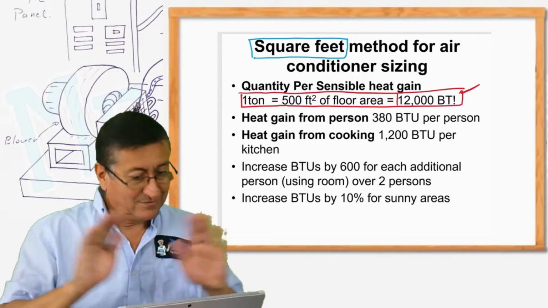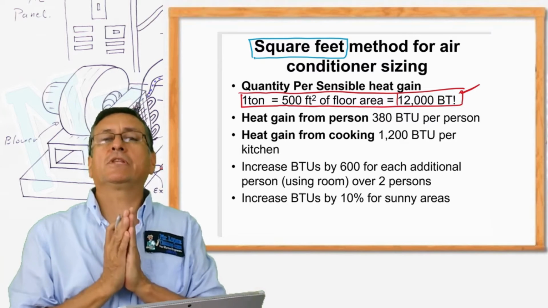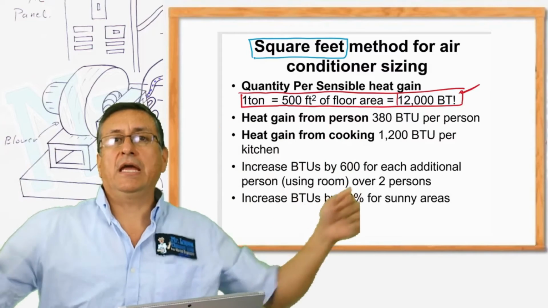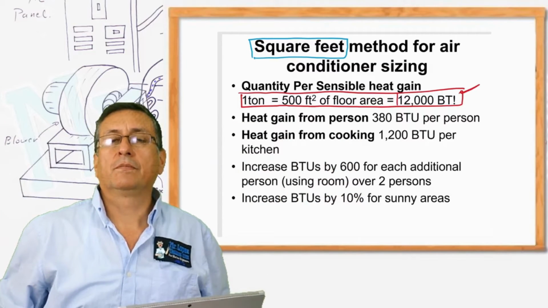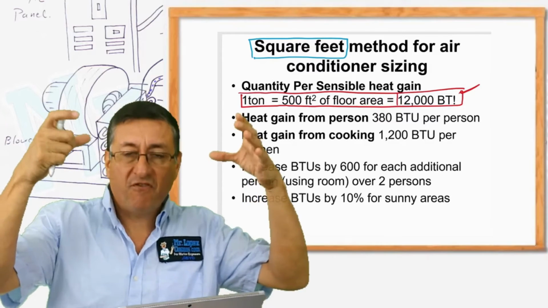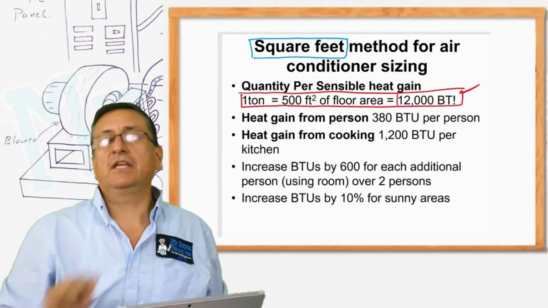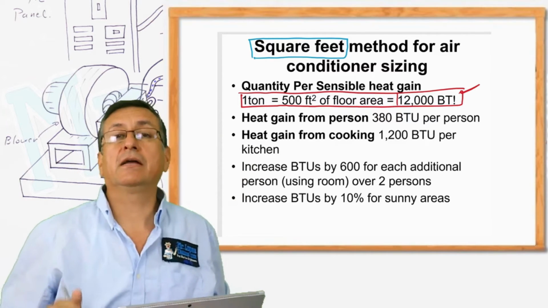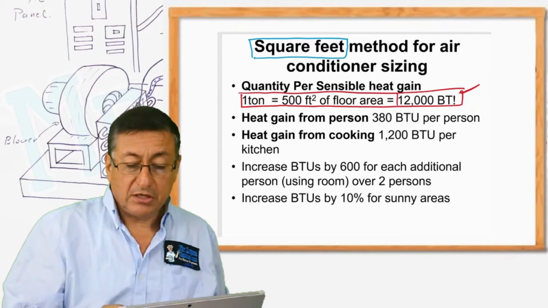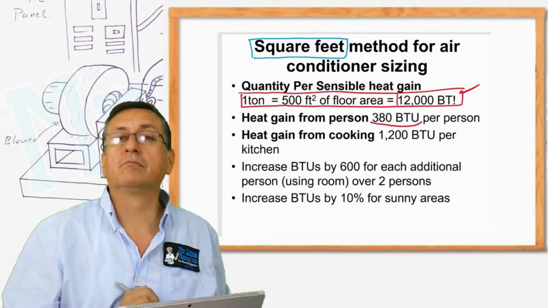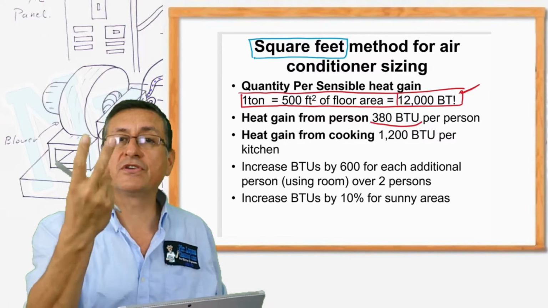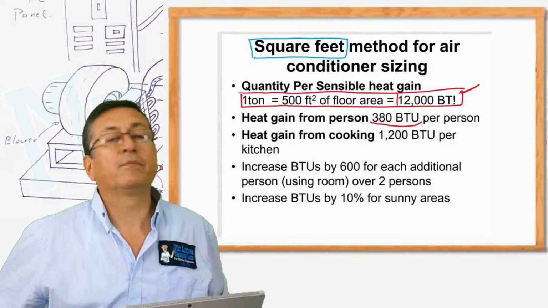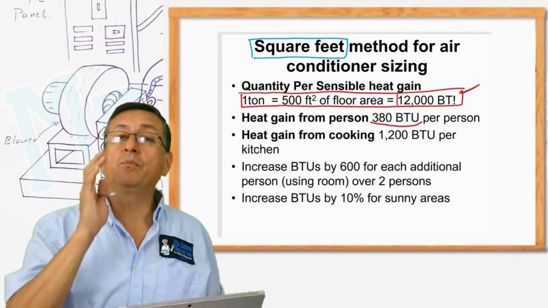Don't forget, that's very important. Another important thing: when you calculate the area of the room and the capacity of the equipment for that area, with this formula, for the first 2 people in that area, you add 380 BTUs per person. If normally there are 6 people in this area, you have 2 people.